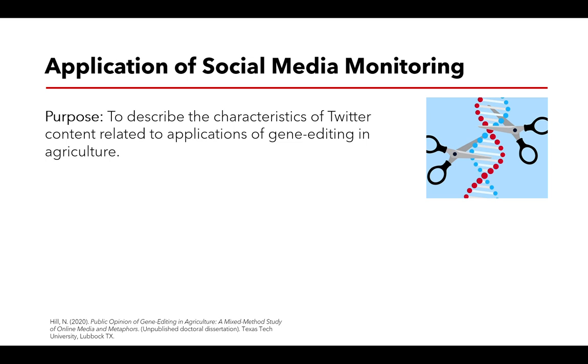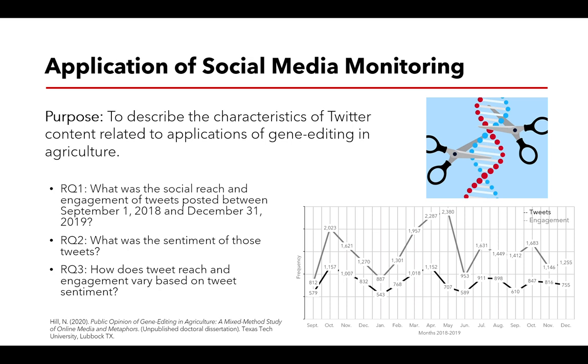One specific example of this is a study we conducted in 2020 to describe how applications of gene editing in agriculture were discussed in Twitter content. This study had 3 research questions that focused on social reach, engagement, and sentiment. Using Meltwater as the social media monitoring tool, we were able to track this conversation over time and explore what factors may influence the conversation about this topic.